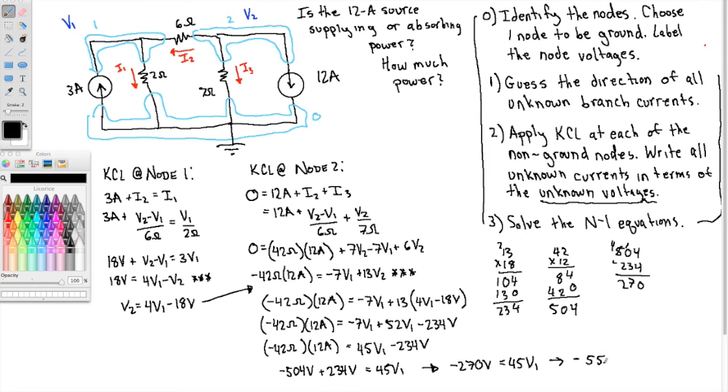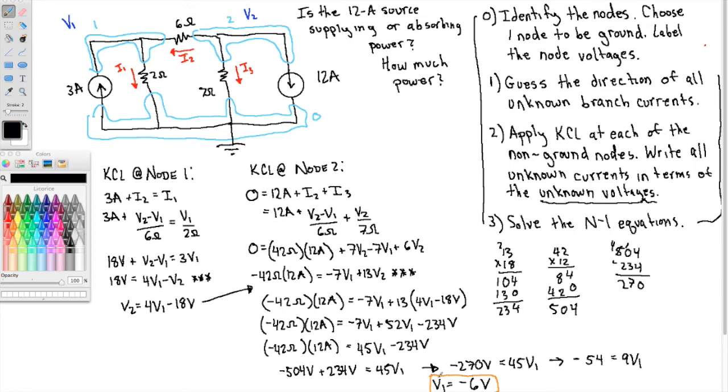minus 54 equals 9 V1, and if I divide by 9, I get V1 is equal to minus 6 volts. Minus 6 volts, good. That worked out nicely.